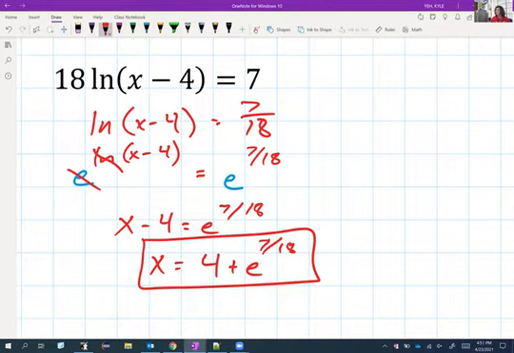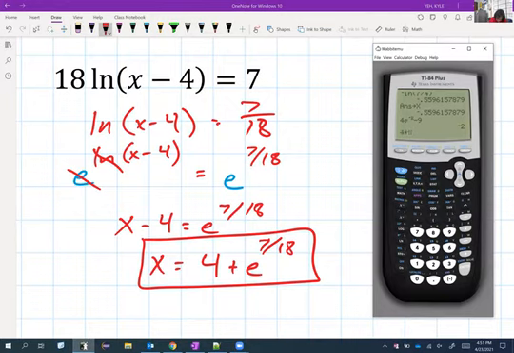And again, typically just leaving it like that. I'm going to make that 8 look a little better. And I'm going to check my answer. 4 plus e to the 7/18 is not a nice whole pretty number. It's 5.4753. If I store that as x, and then plug that into 18 ln of x minus 4, it does indeed equal 7. So again, 20 seconds later, I know for sure I got this problem right. Divided by 18 to get ln alone, and then used e to get rid of the natural log.